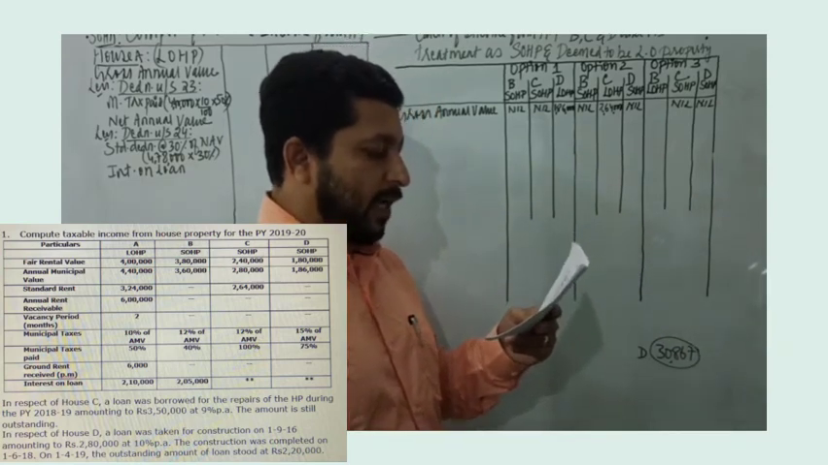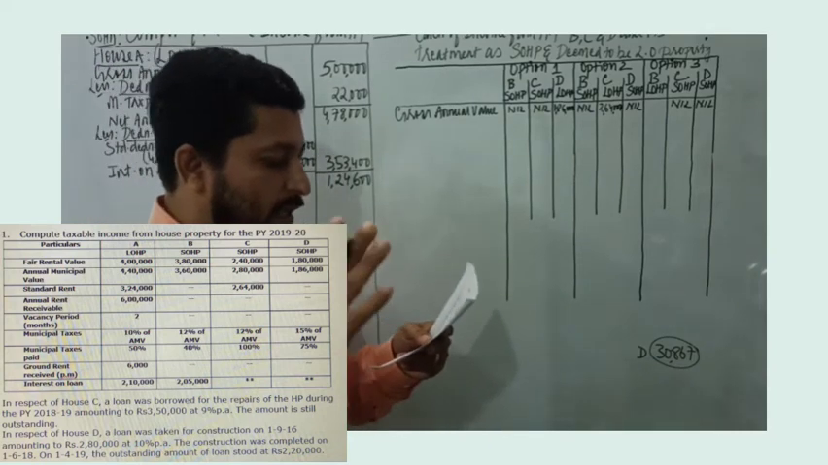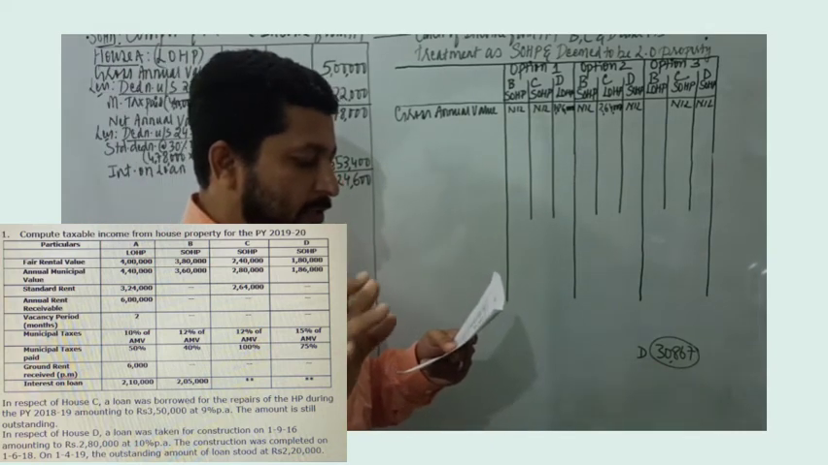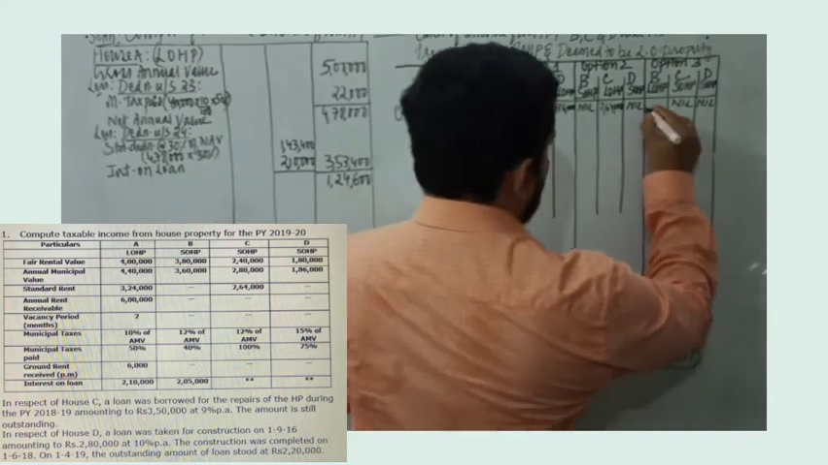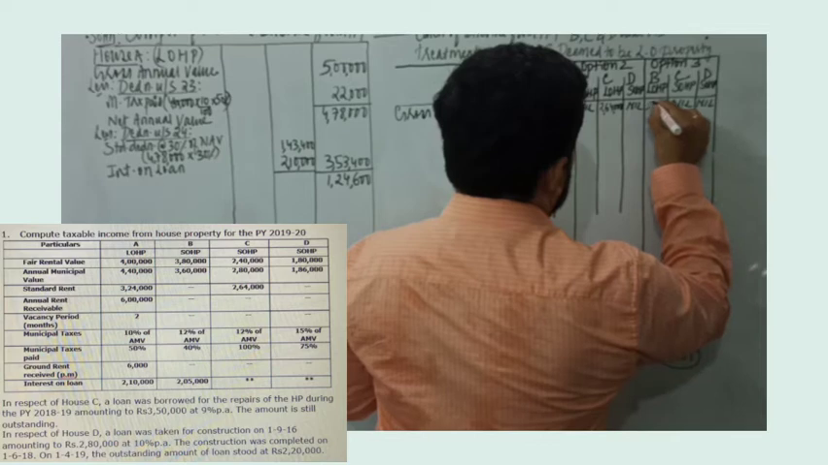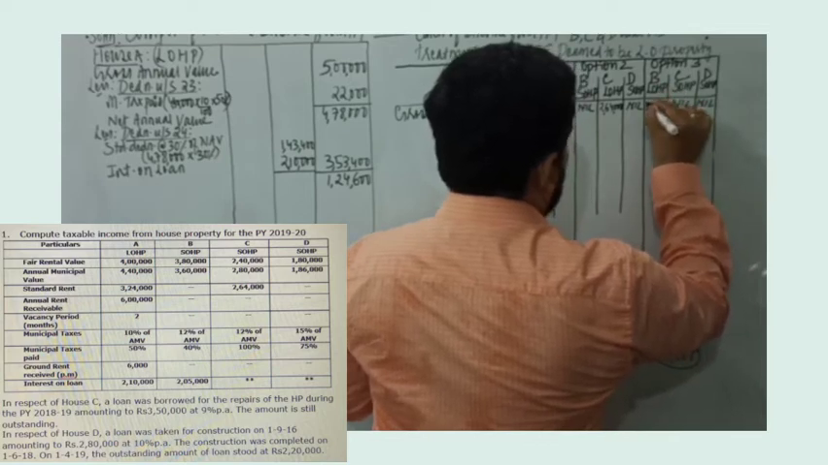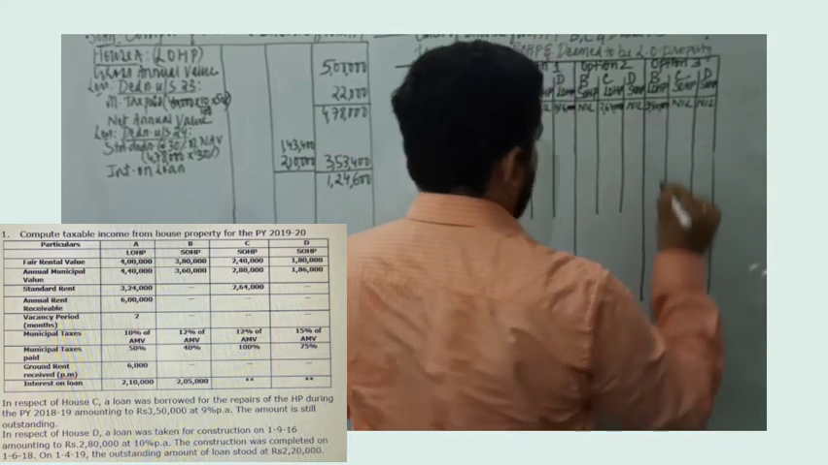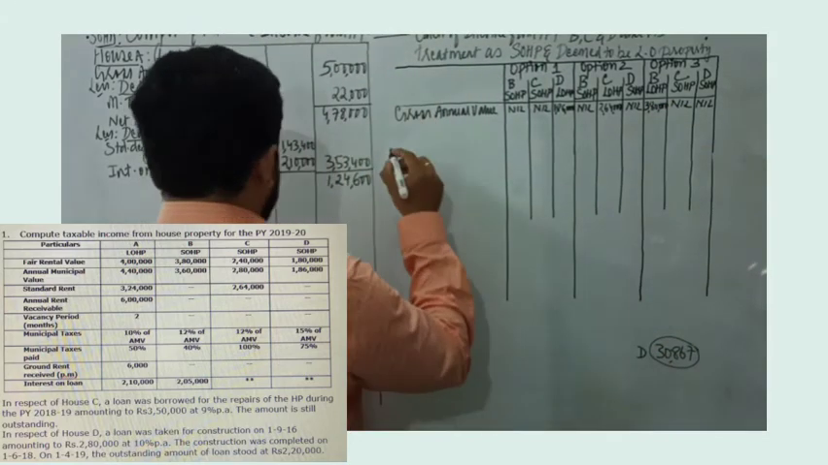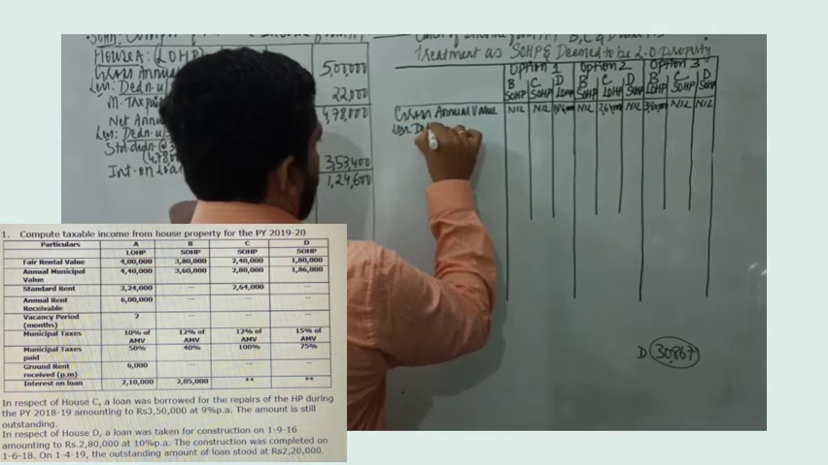3,80,000 is fair rental value. Annual municipal value is 3,60,000. There is no standard rent, no annual rent receivable. So among the two, whichever is higher, 3,80,000 will be the gross annual value. So I record 3,80,000 as the value. Then I take less deduction under section 23.